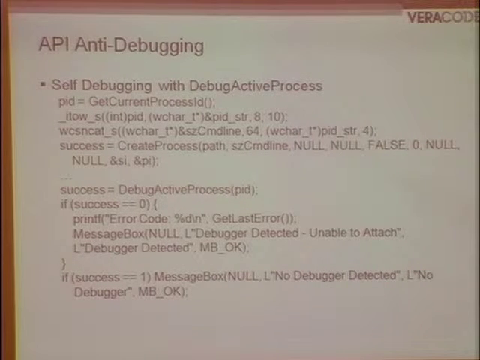Basically, we use a GetCurrentProcess call to get ourselves, then we fork off a second process with CreateProcess. And that child process then attempts to make a call to DebugActiveProcess with the PID of its parent. If it's successful, we get one value, and if it's not successful, we see the other value.